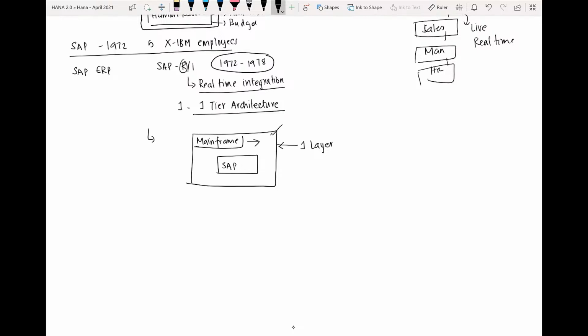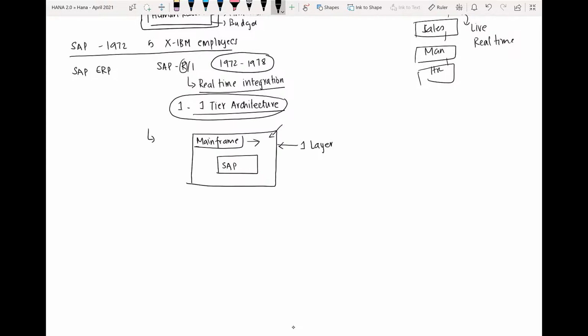Because it was supported inside a 1-layer system called mainframe, the term was referred to as 1-tier architecture. So it is being supported by 1 tier called mainframe. Inside that mainframe box is where the SAP application used to run in those days. And in those days, mainframe was very popular. That was the only possible solution available. So everybody went with this particular route.